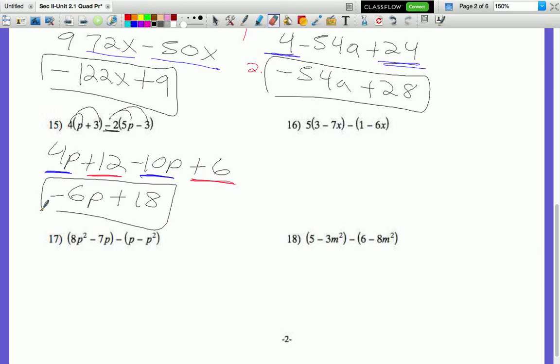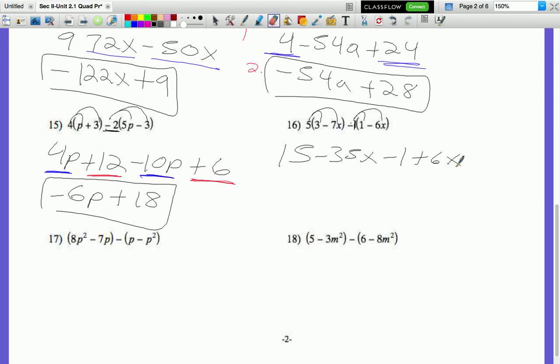Let's look at 16. 16, I'm going to distribute the 5 in. So I get 15. 5 times negative 7 is negative 35x. Now, you can do this two ways. You can either just subtract that second polynomial, or you can distribute the negative in. I like to distribute the negative in because then it turns everything else to an addition sign. And all we do is we change the operations here. So if I times this negative in, I treat it like a negative 1, and I times it in, so I get negative 1. And then I do negative 1 times negative 6, which is positive 6.